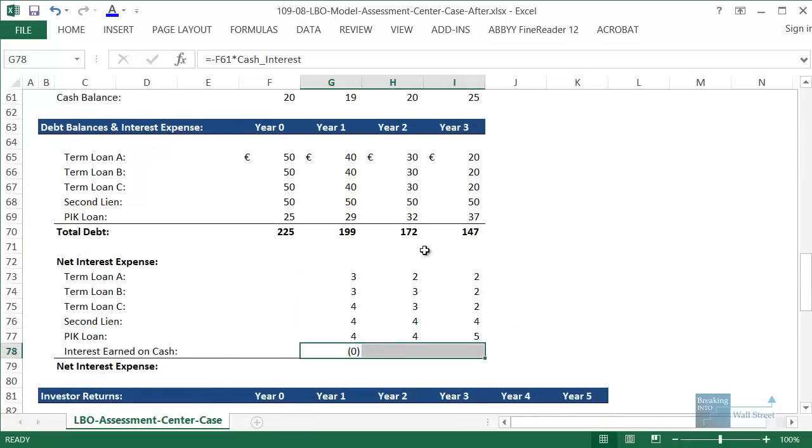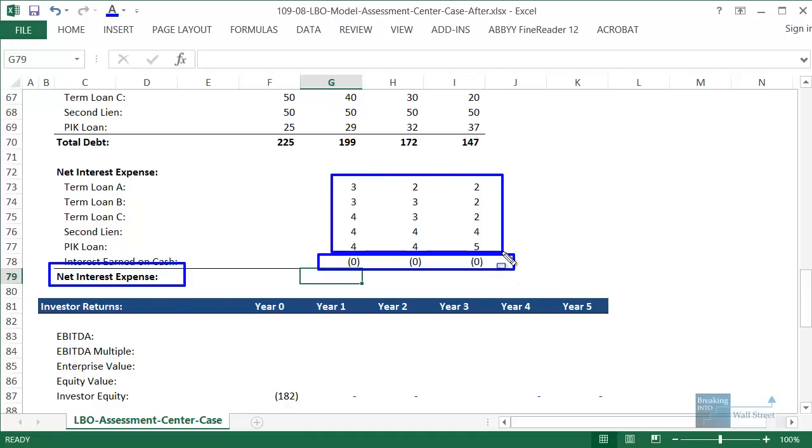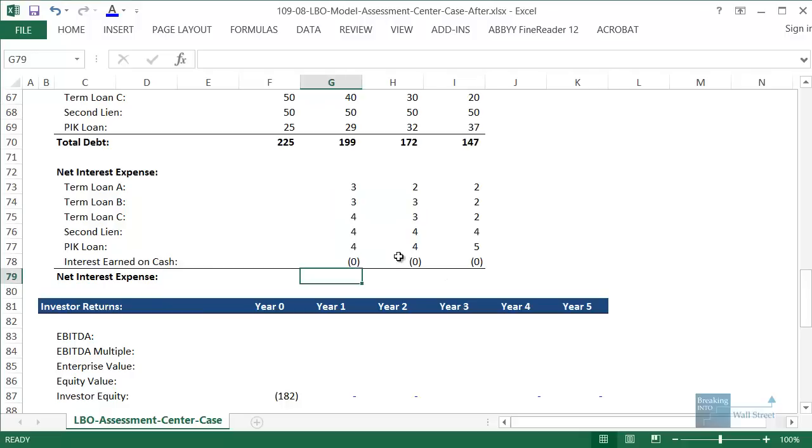We're listing this as a negative because we have net interest expense at the bottom. Since it's net, we are therefore subtracting interest income and keeping all the rest as positives. So the actual expense items here are positives. Let's add this up and copy this across. So we have this.